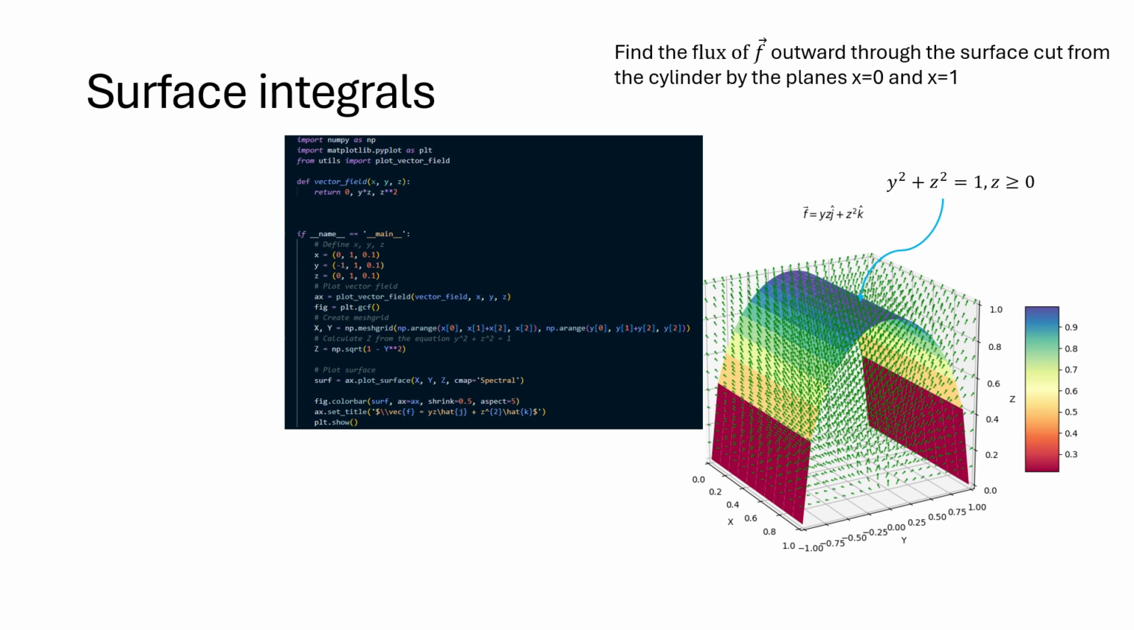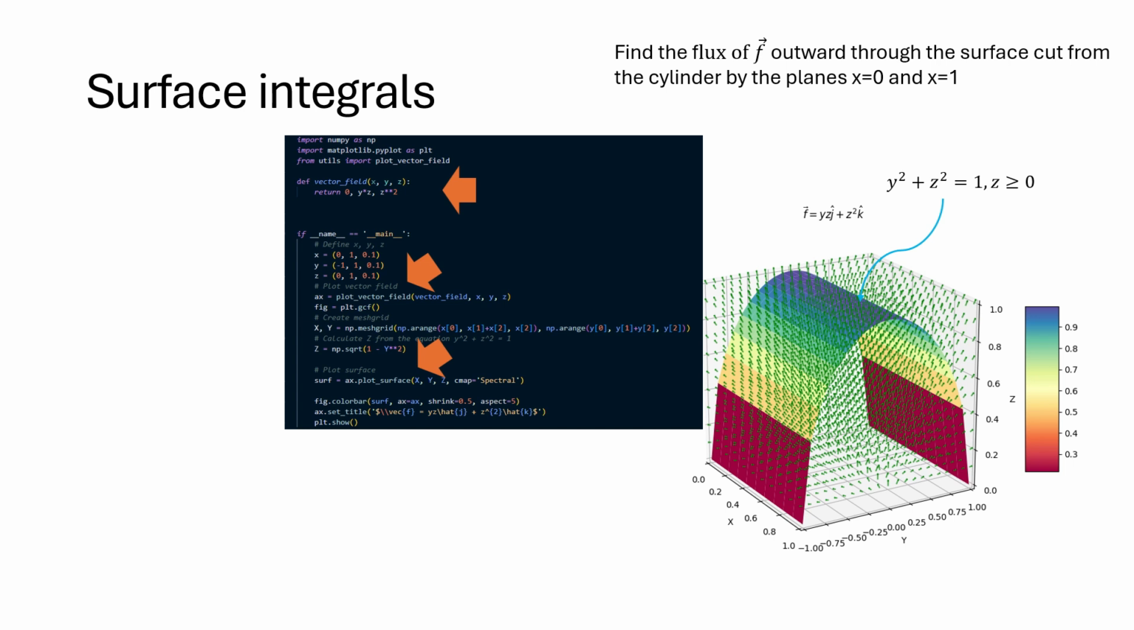This is the code we use to generate this figure on the right hand side. We first define the x, y, and z and plot the vector field as explained in the previous slide. The vector field function is updated here for this problem. Then we plot the surface using the plot_surface method from the matplotlib library.